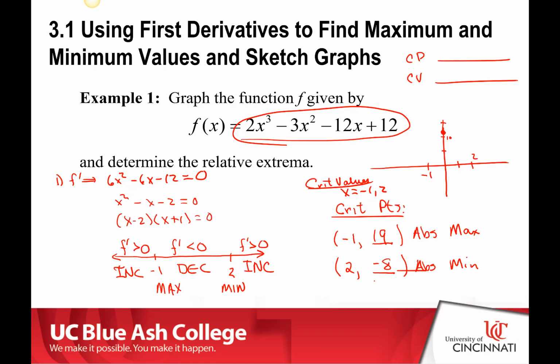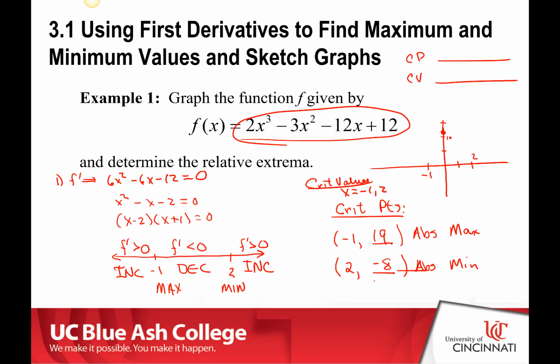Does the point 0, 12 have any meaning? I don't know if it does or not. We'd have to do the second derivative. I was going to say yes, it's an inflection point, but halfway between -1 and 2 is more like a half. So if there is an inflection point, it's probably at x equals a half. How would we find the inflection point? Fast forwarding to section 2, you take the second derivative and set it equal to 0.